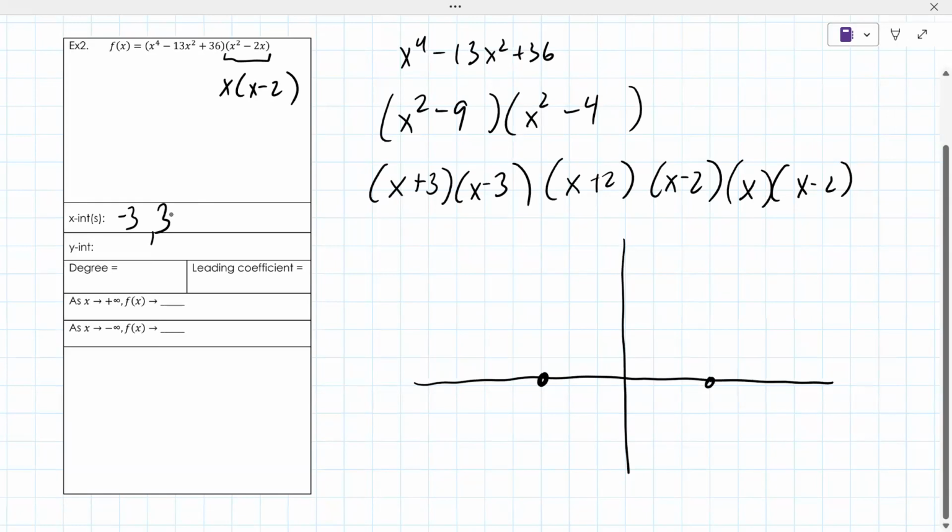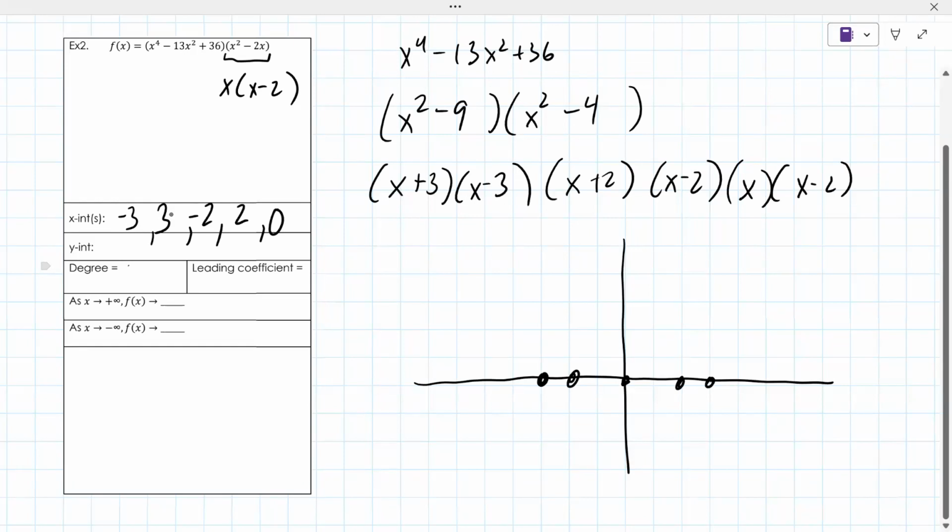3, then -2, then +2, 2, then 0, and then +2 again, which tells you that it bounces there. All right. So now in terms of what the graph looks like, we need to know the rest of this stuff. We need to know the degree and the leading coefficient.